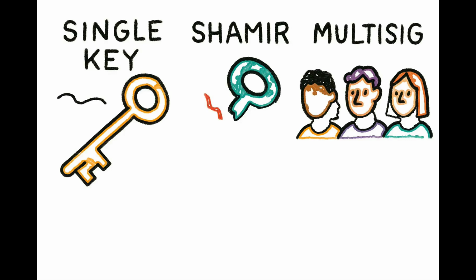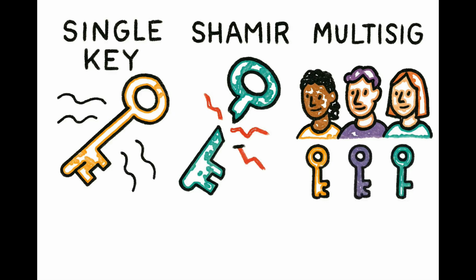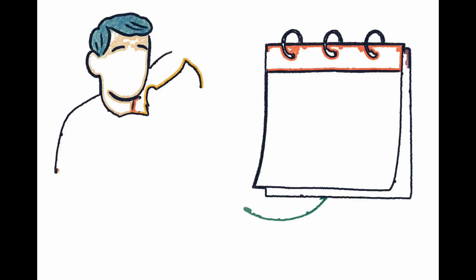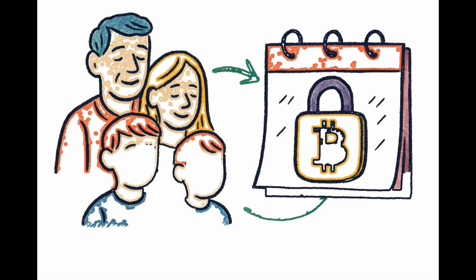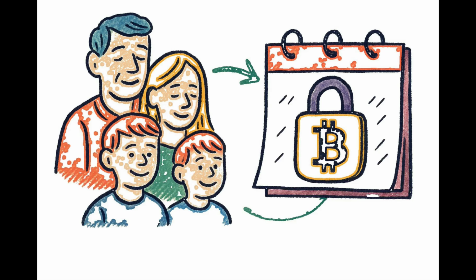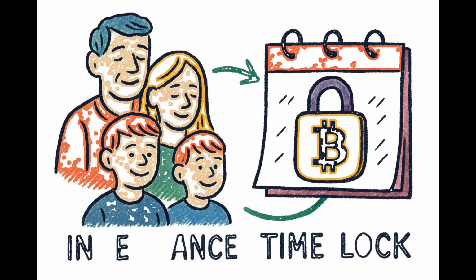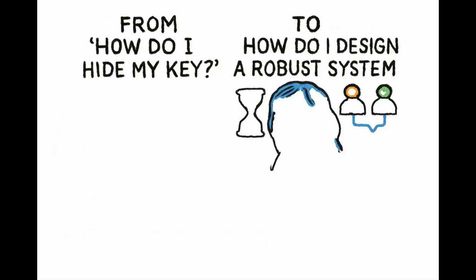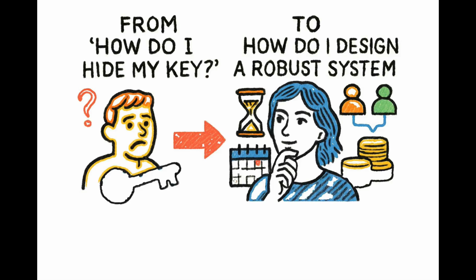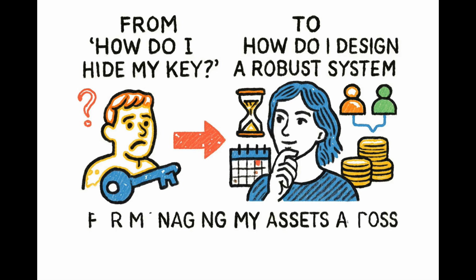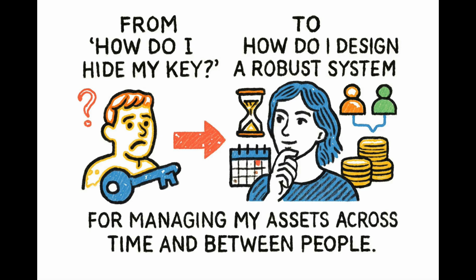We've seen why single keys are fragile, how Shamir splits a secret, and how Multisig replaces it with shared control. These 2 concepts are the foundational building blocks for solving those even bigger, long-term problems, like planning for inheritance, or even locking up Bitcoin until a specific date in the future. They shift the conversation from simply, how do I hide my key, to how do I design a robust system for managing my assets across time and between people.